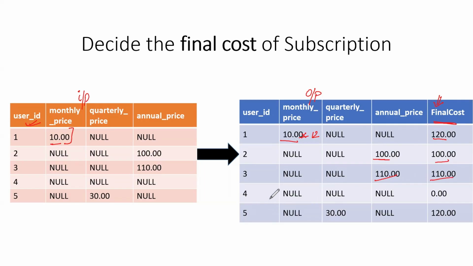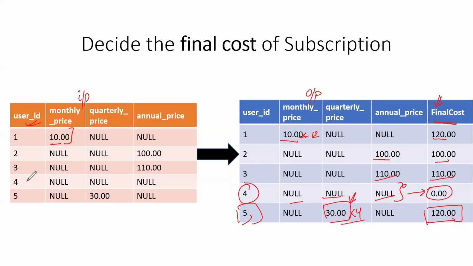Now, in case of the fourth user, all the values are null. It means the user with the ID 4 has not opted for any subscription. So here I want to show 0 because there is no cost involved, as simple as that. So instead of null, I want to show 0. For the fifth user, if you see, the user has opted for quarterly subscription. So here we are simply multiplying it by 4. That gives us the number 120.